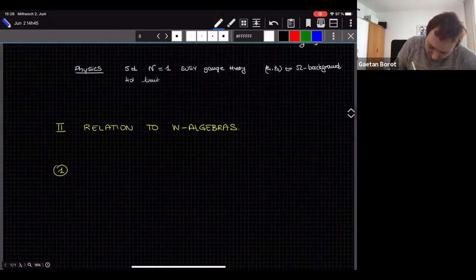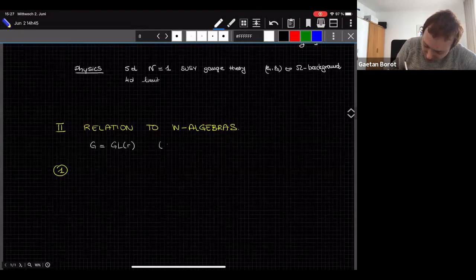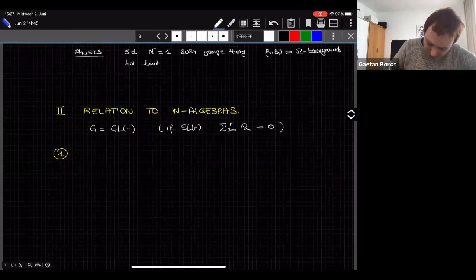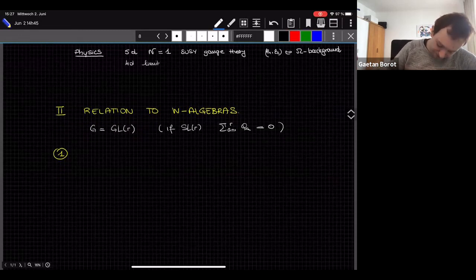So here I'm going to move to the group which is rather GL_R. The only effect, if I want SL_R, is that my charges, so I have R of them, I should just say that they sum up to 0. So it's not much of a difference. And it extends partially, what I will say mathematically extends in some cases for a simply laced gauge group, and also some non-simply laced, but simple complex gauge group.